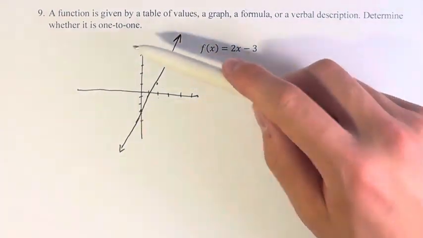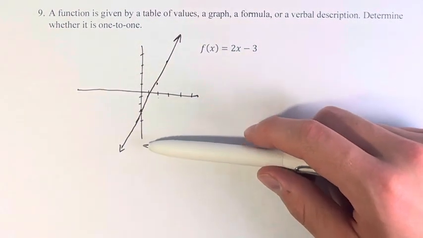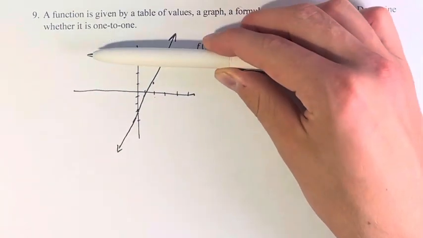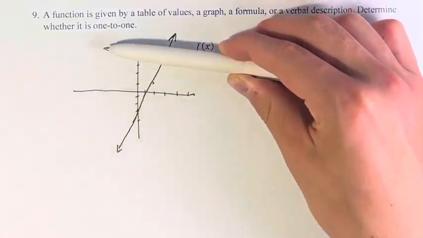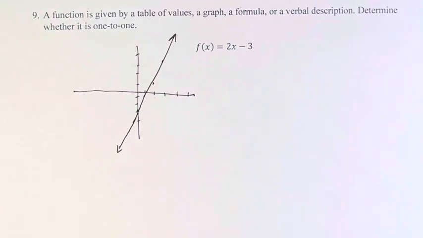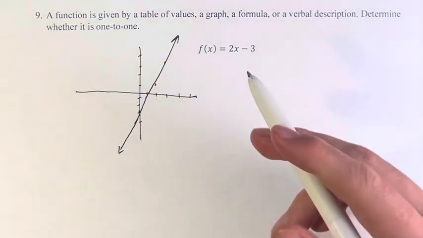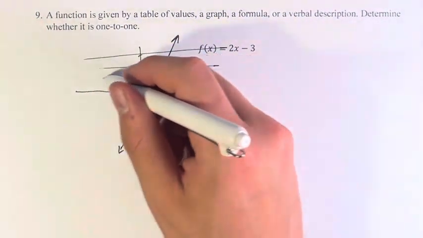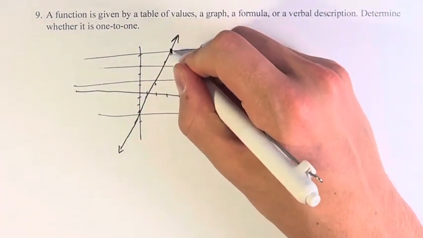And the way we determine the graph of a function is one-to-one is by the horizontal line test, which states that for any horizontal line that we place through the function, there has to be only one intersection point. And we can see that this is true. Any lines we draw only intersect the function once.